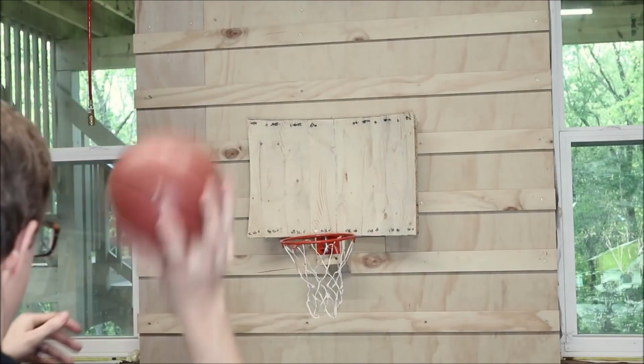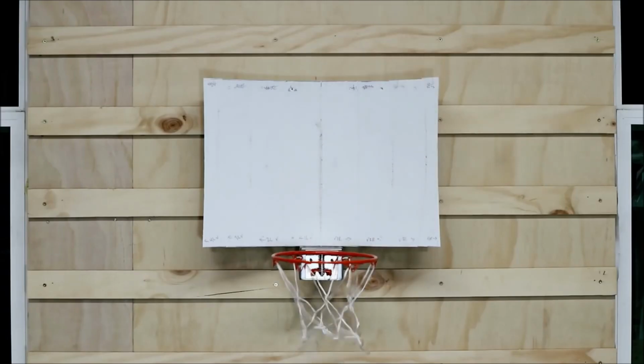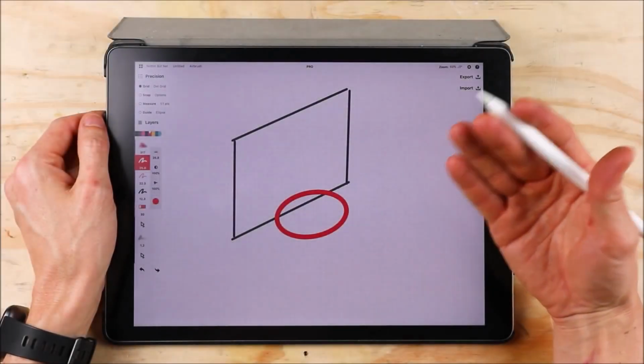Notice anything strange about this backboard? It doesn't matter where I shoot on it, the ball goes in. Look at that. How does it know? My goal is to compute an optimal backboard.